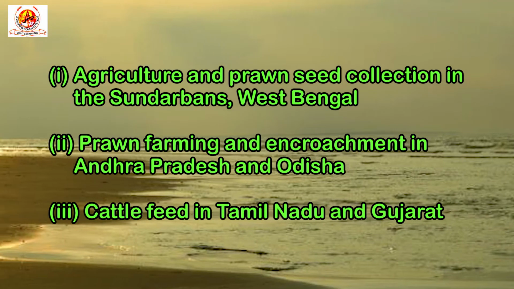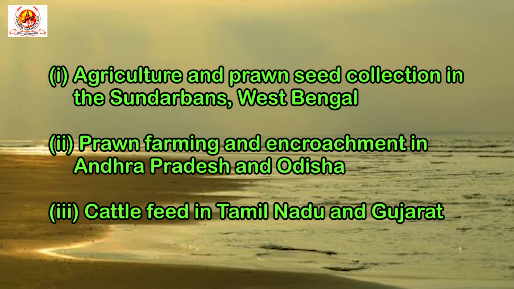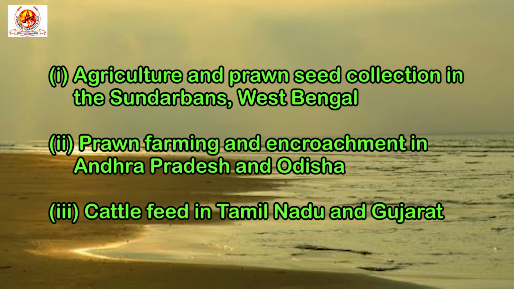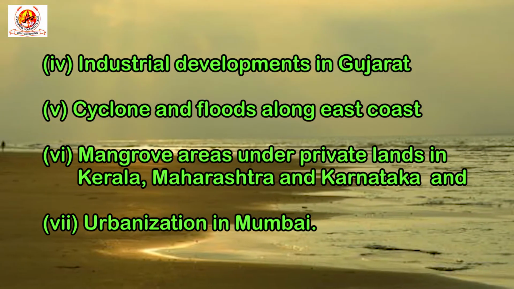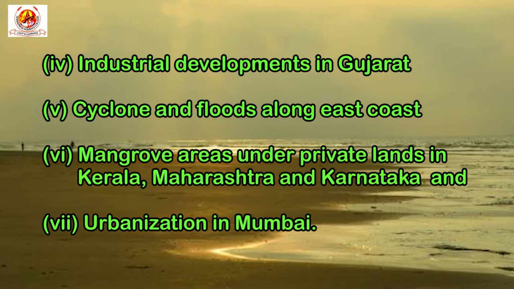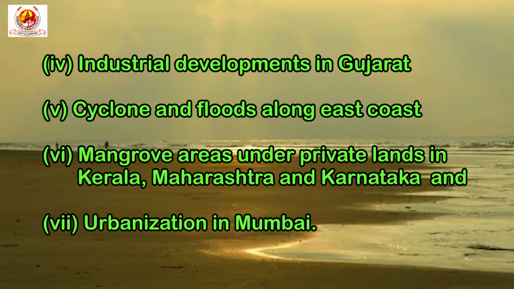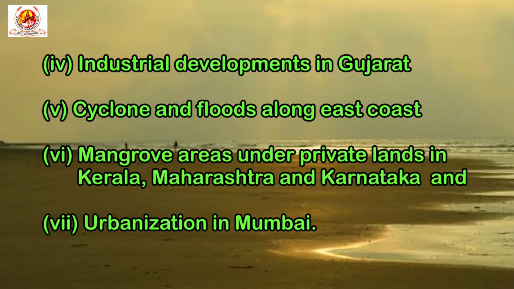Specific stressors are agriculture and brown seed collection in the Sundarbans, West Bengal. Number 2, brown farming and encroachment in Andhra Pradesh and Orissa. Number 3, cattle feeding in Tamil Nadu and Gujarat. Number 4, industrial developments in Gujarat. Number 5, cyclones and floods along the East Coast. Number 6, mangrove areas under private lands in Kerala, Maharashtra and Karnataka. And number 7, urbanization in Mumbai. There is a growing threat of climate change, especially sea level rise in low-lying coastal areas of the country.